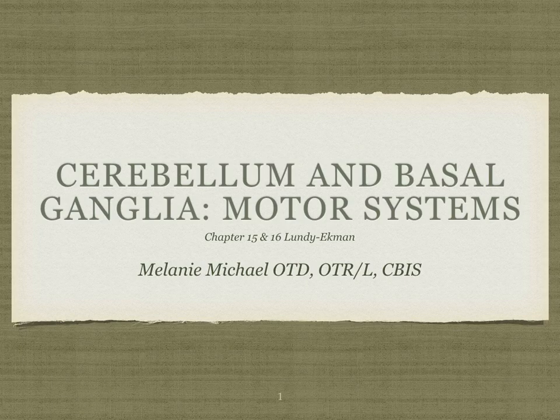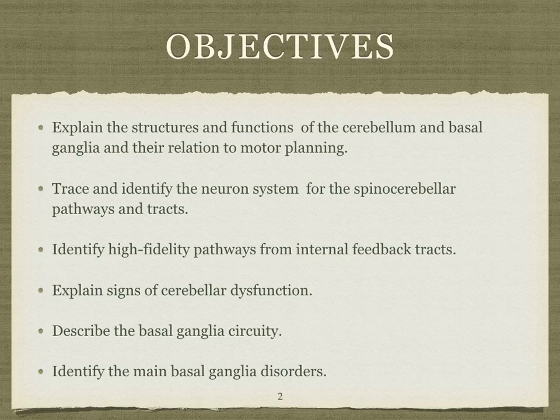All right, guys, we're going to delve into our cerebellum and basal ganglia systems today, focusing on the motor aspect of these systems. This is going to be chapters 15 and 16 in your Lundy-Ekman book. And here are our objectives. Essentially, we're just going to really understand the main structures and functions relating to these two structures and how they impact our motor planning. There are a couple of tracts that we are going to go through.